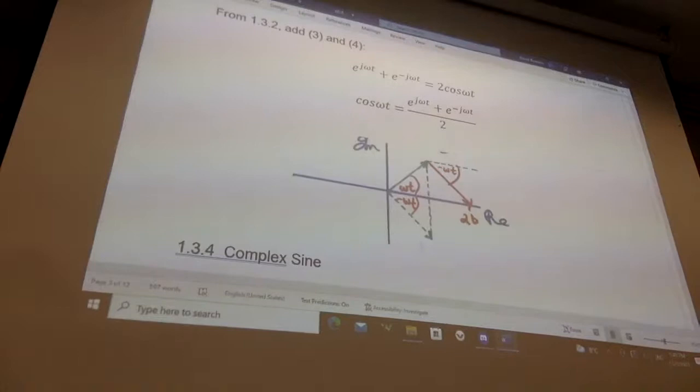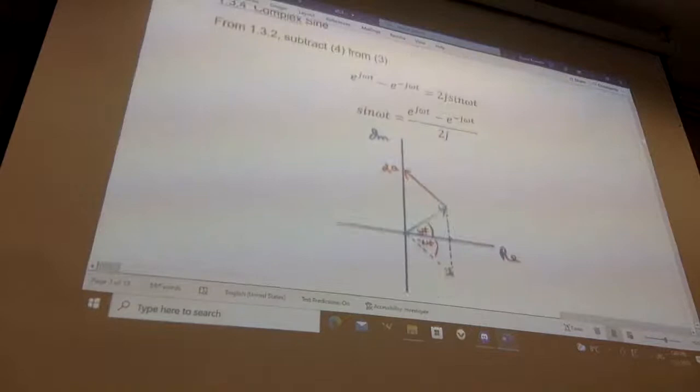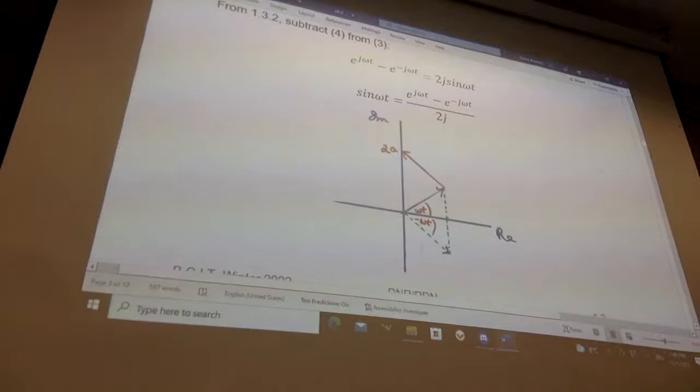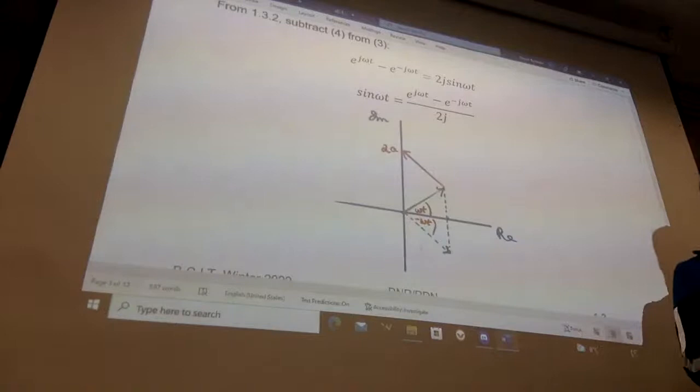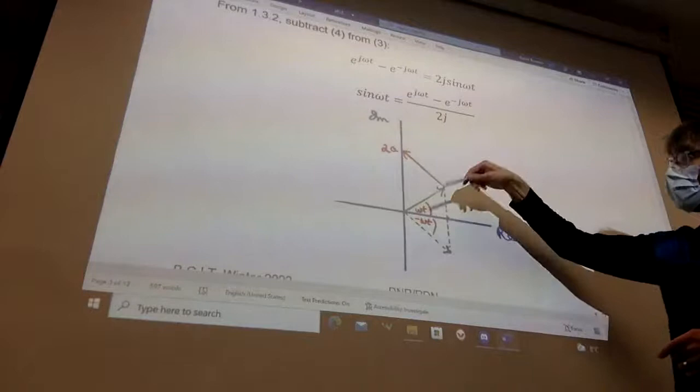And sine. Let's subtract 4 from 3. Now we want to add those 2 vectors or subtract them. The way to do that is you take the first one and add the negative of the second one. That's subtract. So the first one is the green one. The second one is this dotted green. But we don't add that, we will add the negative of that.